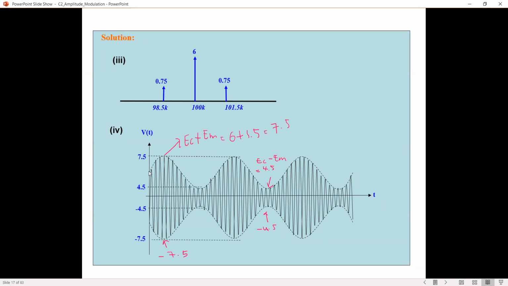Between them you sketch like a sine signal between 7.5 and 4.5. And then for the negative cycle, it's just the inverse. So the below one is minus in brackets EC plus EM.